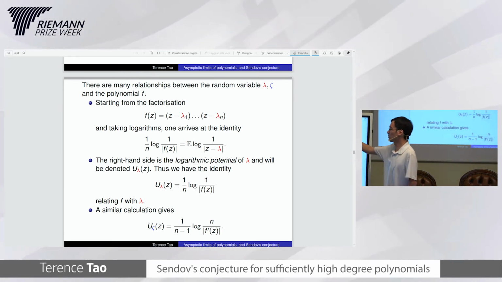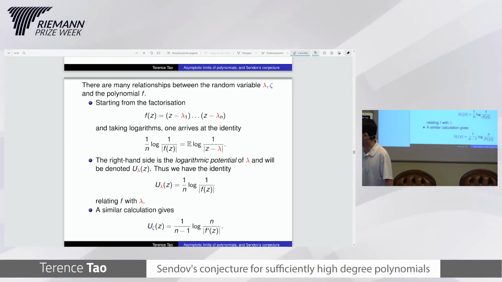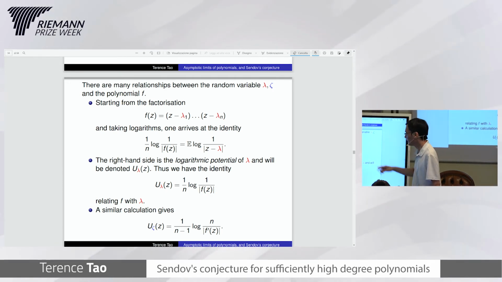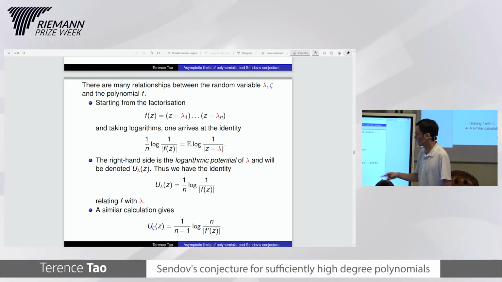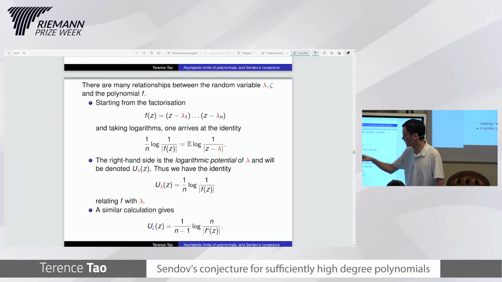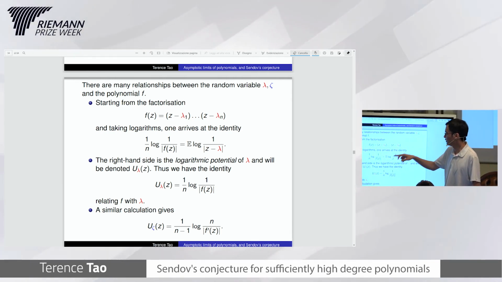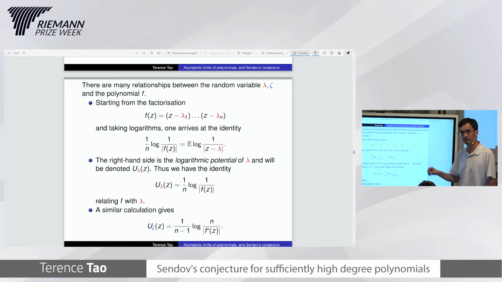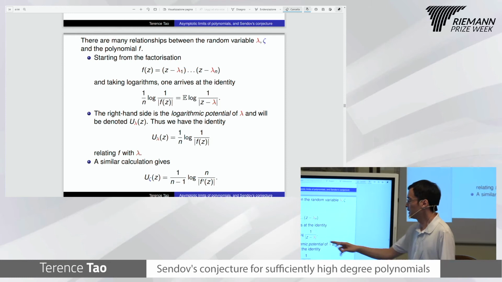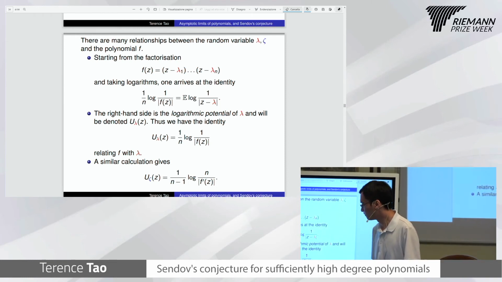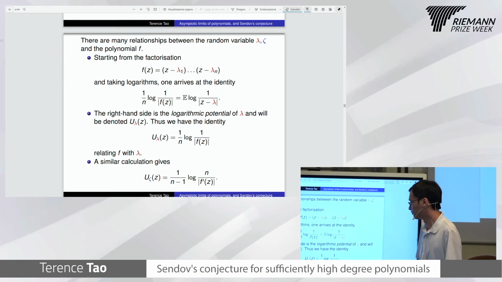But if you take the logarithm of this, actually I take absolute values, I take reciprocal, I take logarithm, and then I take the average. You can rewrite this formula as saying that this particular combination of f, 1 over n log 1 over absolute value of f, is the average of log 1 over absolute value of z minus lambda, where lambda is now just a random zero. So this particular function, which involves f, is determined by this random variable. So the random zero measure determines this particular expression.